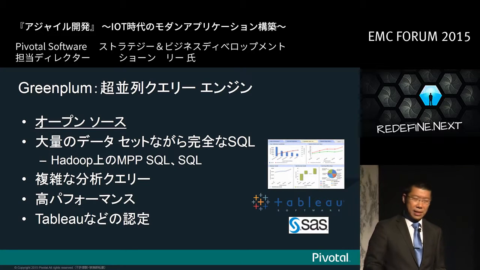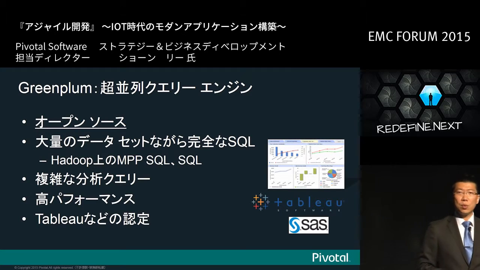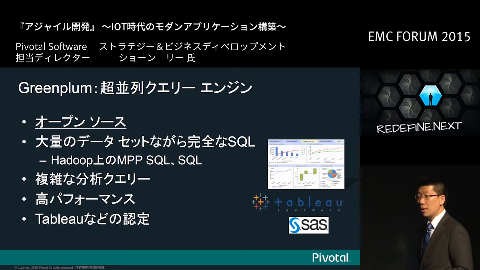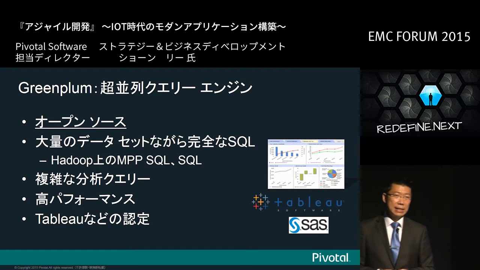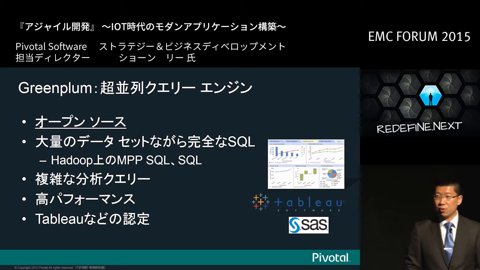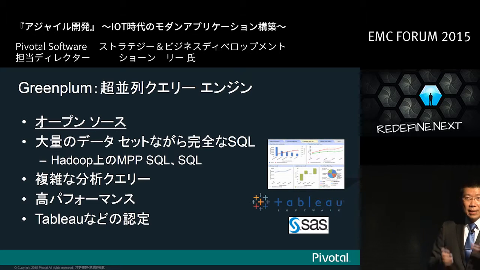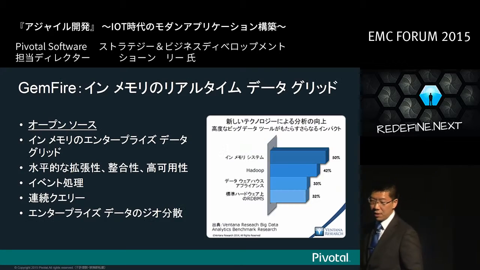At the same time, it's also been certified with many business intelligence tools that a lot of your users may be using today. Tools like Tableau, Business Objects, SAS and so on. So you can put these tools directly on top of Greenplum and be able to access that data almost the same way as you would access any other data infrastructure today. So that's Greenplum, right? That's mostly focused on the transactional aspect of the IoT data that you might be collecting.